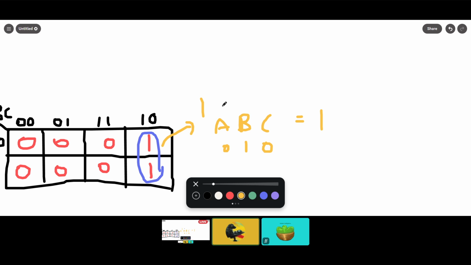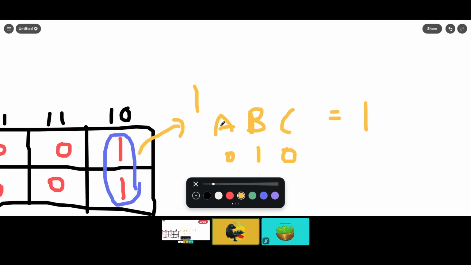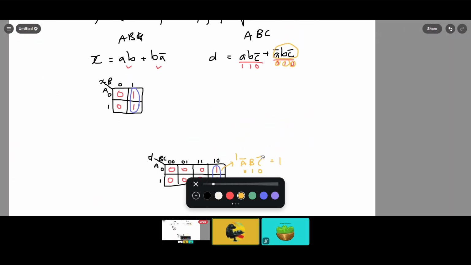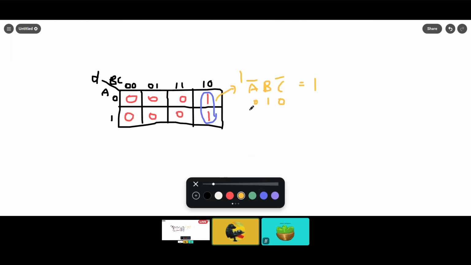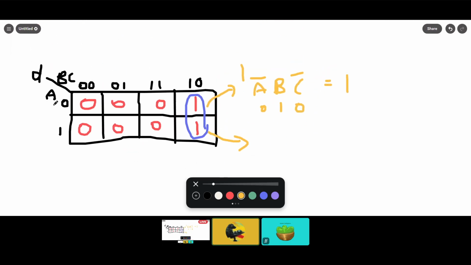So the rule is that when you see that the variable is 0, then A would be barred. When you see B is 1, then there'll be no bar. When you see C is 0, then there'll be a bar. So when that variable is equal to 0, its original variable would be barred. And we can see that's actually correct. Next, we look at the other case. In this case, I'm just going to do it quickly in my head. It is actually this, which is equal to 1.